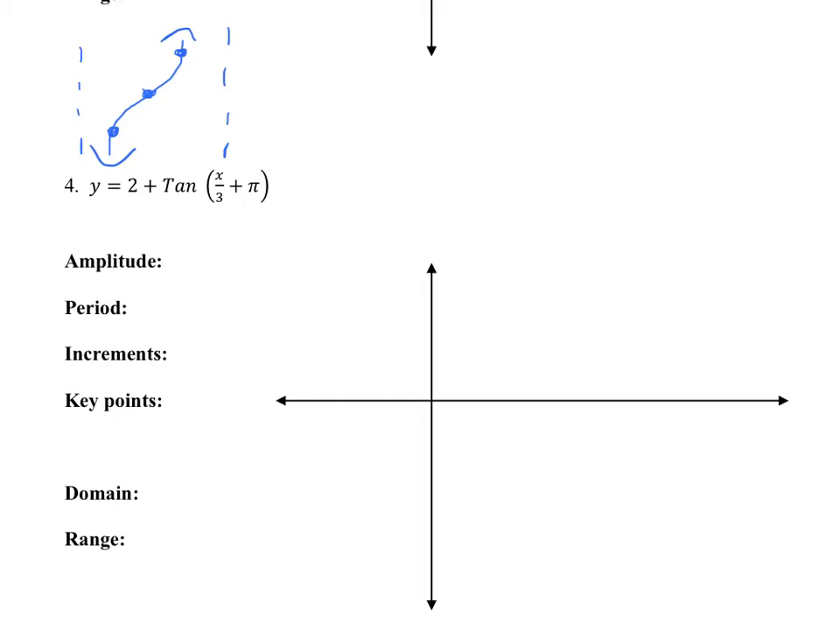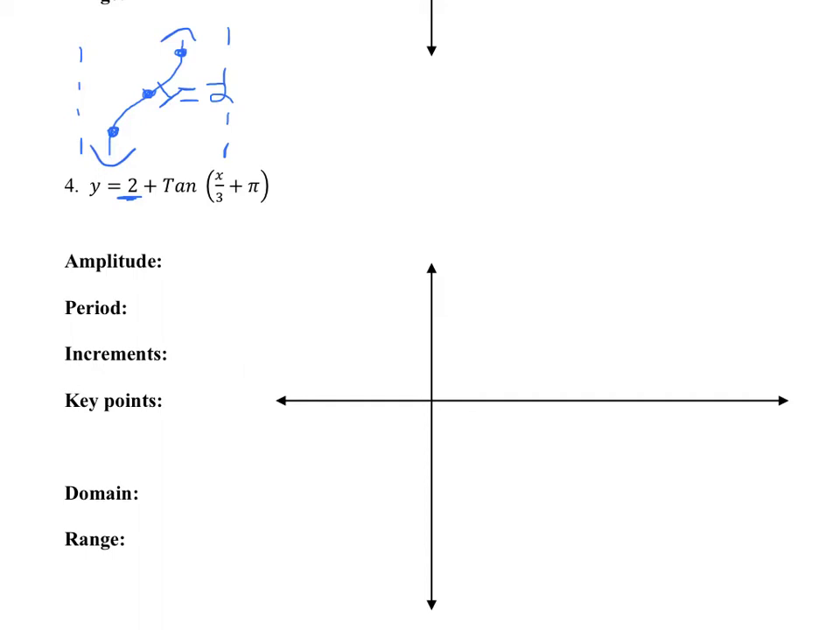Now I always want to identify the vertical shift. Now here it's a little bit different. They write the vertical shift first. So this 2, that's not the amplitude, that's the vertical shift because it's separate from the tangent. So if that's the vertical shift, that equals the middle. It gives me the y value for the middle part of the curve. So that's y equals 2.